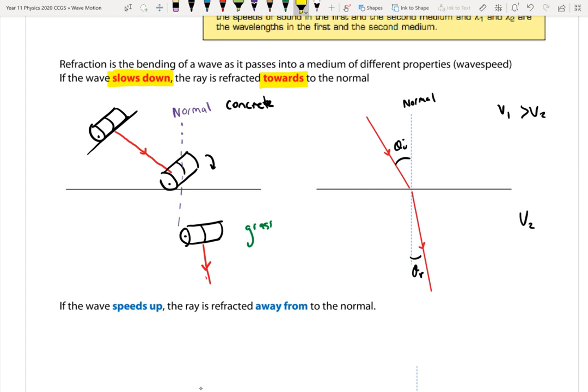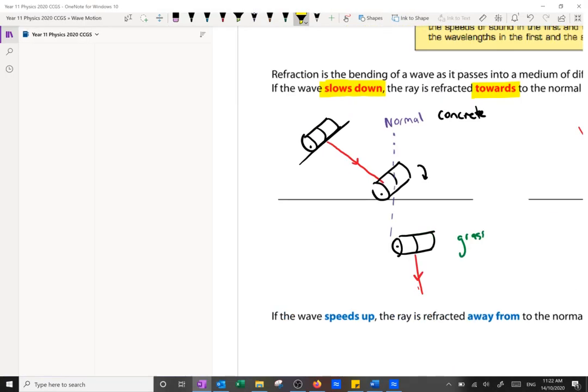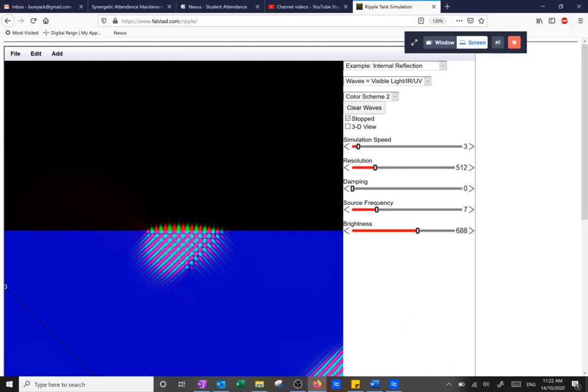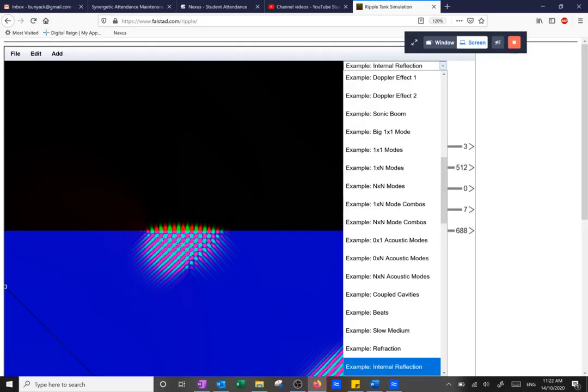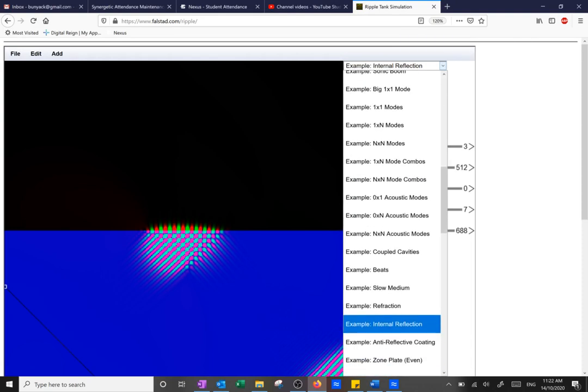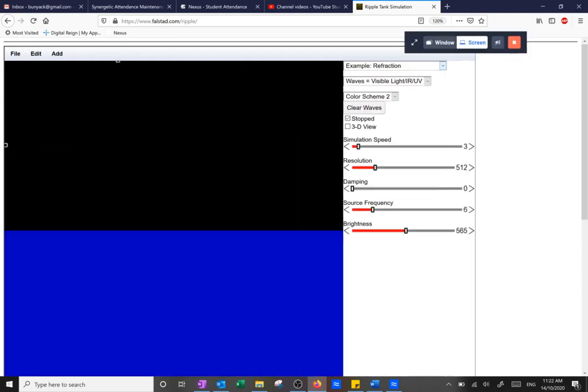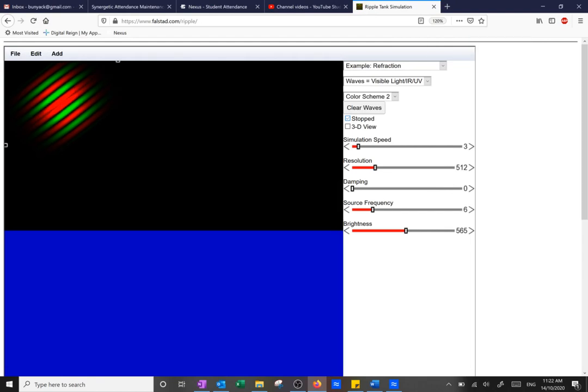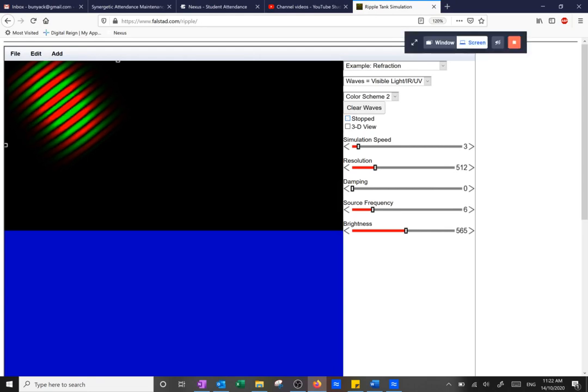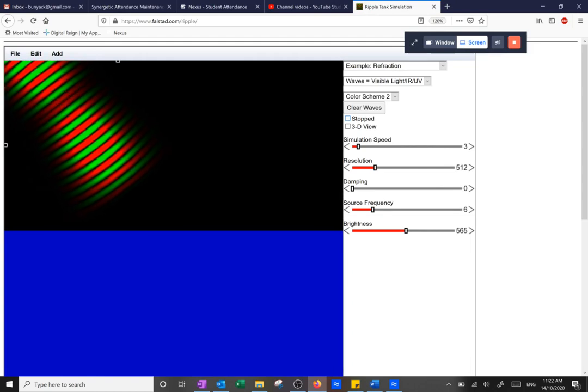Back to our demonstration that has been politely stopped. There should be a refraction one. Tell me if you see it. There it is. Okay, here we go. Here's my wavefronts. It just creates a disturbance with parallel waves. They're going to travel down to this medium. And we should be able to see whether it slows down or speeds up by which way it bends.